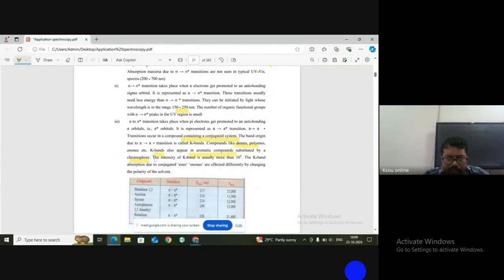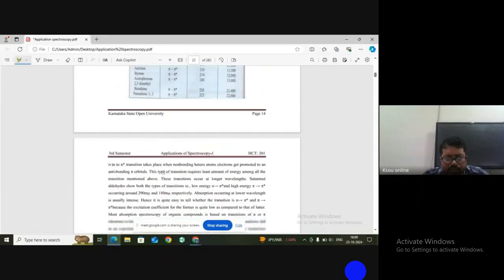The intensity of the K band is usually more than 10 to the power of 4. The K band absorption is due to conjugated enes. Enones are affected differently by changing the polarity of the solvent.